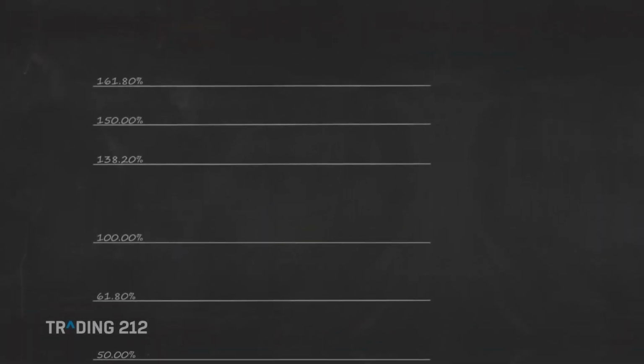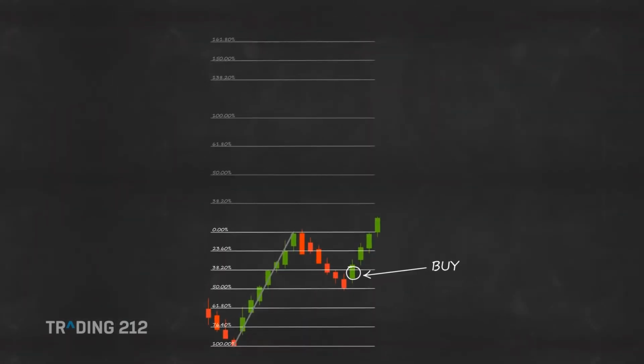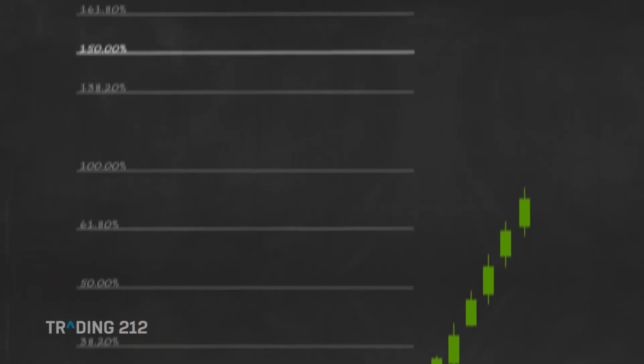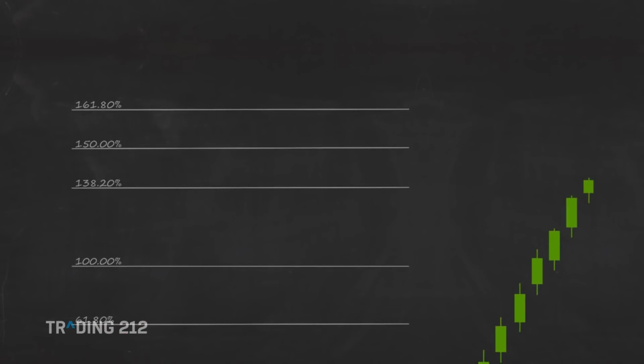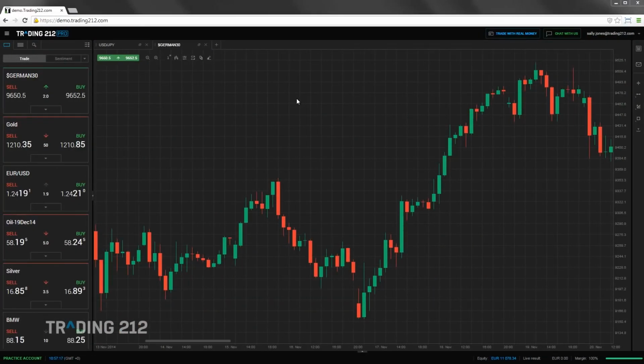138.2% and 161.8% extension levels. The Fibonacci extensions correspond to retracement levels, making it all very simple. If you enter at 50 or 61.8%, a good take profit is the corresponding extension level at 161.8%.